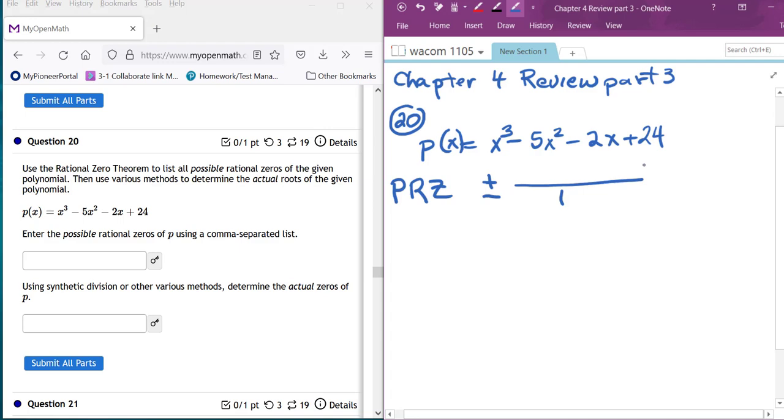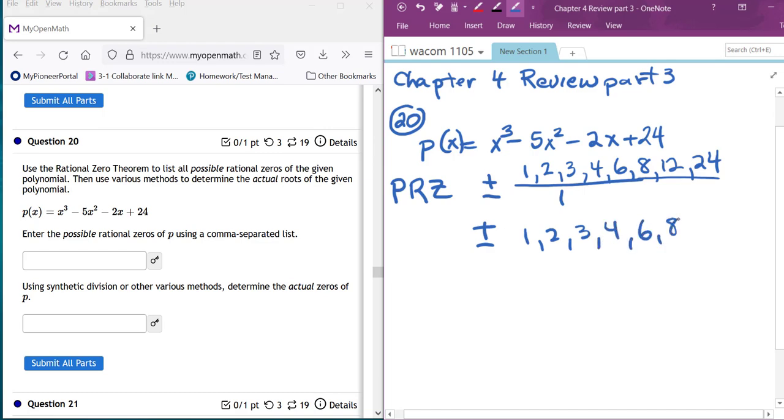So 24 has a lot. You have to be careful. So 1 goes into 24, 2, 3, 4, not 5, 6, not 7, 8. Let's see, 8 times 3, so 12 would be next, and 24. So plus and minus 1, 2, 3, 4, 6, 8, 12, and 24. So no fractions in there. So we should not get fractions for our zeros.